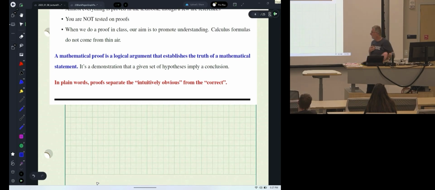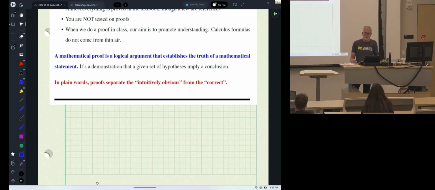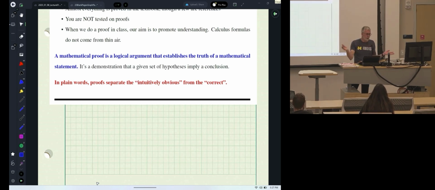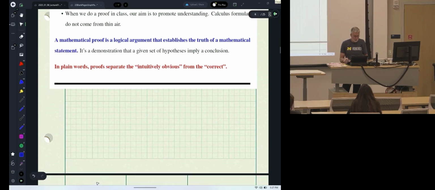I like to think about it as this. There are many things that are intuitively obvious to the most casual observer, but they're false. And what a proof does is try to separate those two out, okay? So I'm going to help you be able to read math and tell when it's done right as a minor side thing, okay? The main thing is to teach you calculus and how to apply it.